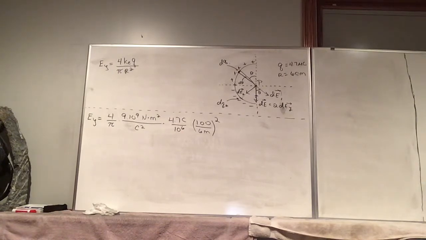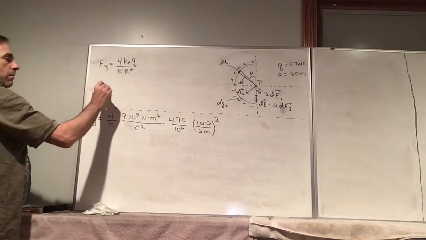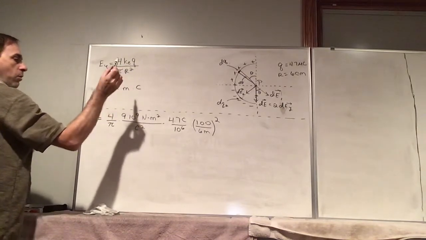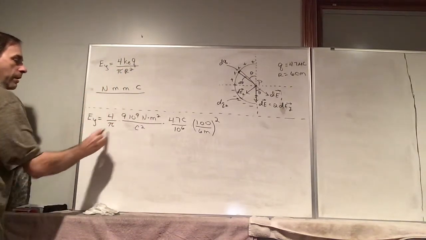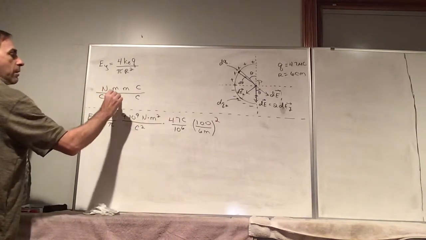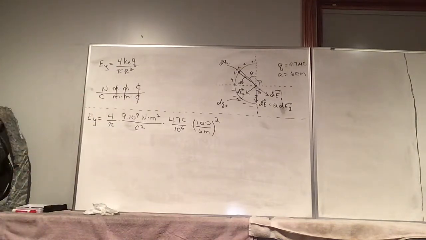And actually the units work out very nicely. I'll just write the units up here. So we have Newton times meter times Coulomb. On the bottom we have Coulomb squared and then meter squared. So our units are going to be newtons per coulomb, which is what an electric field should be. Same as a volt over a meter. But let's do this.